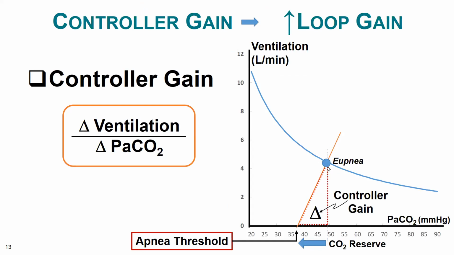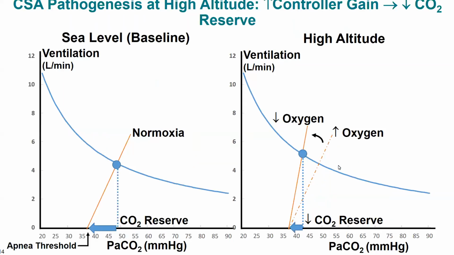And where the CO2 ventilatory response intersects our normal CO2 production, we dial in a level of ventilation, about 5 liters per minute for most adults, that really represents the steady state position of ventilation so as to maintain a stable level of CO2. The controller gain, once again, is defined by the slope of this orange line, our response in ventilation to a change in CO2. Well, what happens if we go from sea level to high altitude?